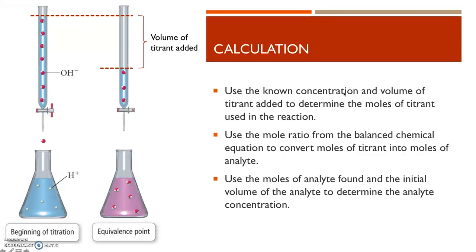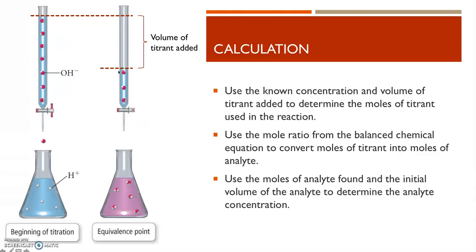We use the known concentration and the volume of the titrant added to determine the moles of titrant used in the reaction. We find the volume of titrant added from the burette. Okay, so the burette actually has lines on it. It starts at 0 at the top and it goes down to 50. That's the size of the burette we'll be using. And so the volume of titrant that you add, or the volume of hydroxide that you add, would be the final volume minus the initial volume to give you the volume added.